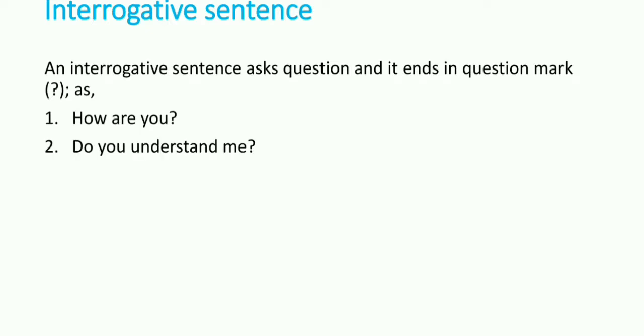We have the next example of an interrogative sentence: Do you understand me? If you look carefully, there is a question mark at the end of the sentence. So the question mark is also the identification of the interrogative sentence, and interrogative sentences ask questions. And we have the third example: Where are they going? So this is also an interrogative sentence.